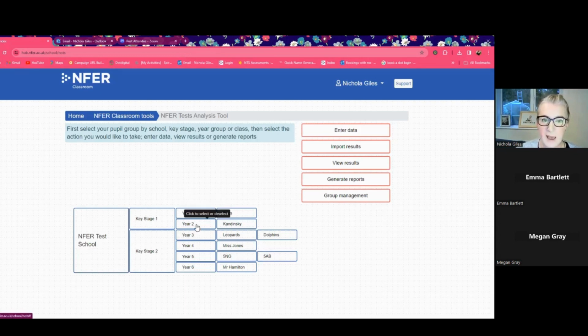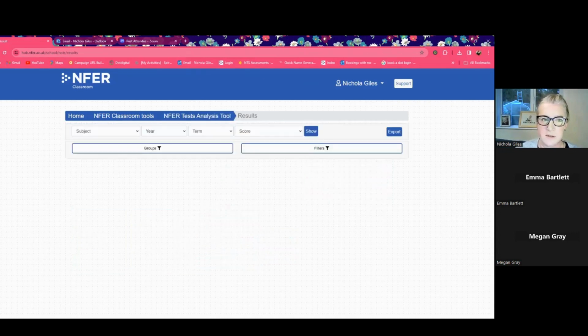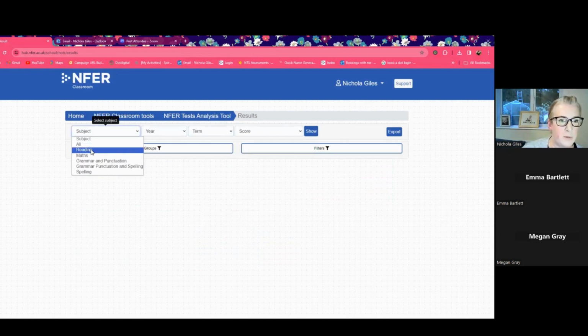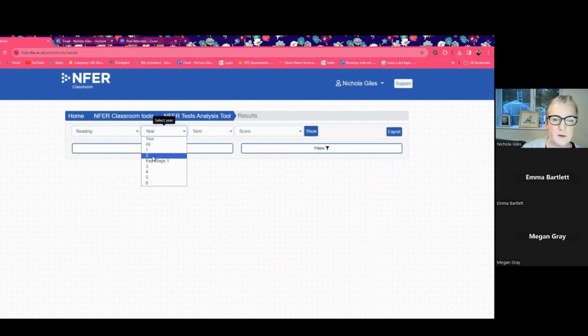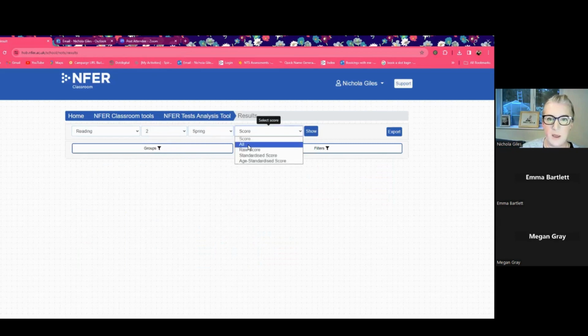So I'm going to have a real look at year 2. As I mentioned earlier, there are 4 reports, but there is also view results. So I'm going to go to view results first. I'm going to select reading, year 2, and then I'm going to select spring, the term we're in, and then all.